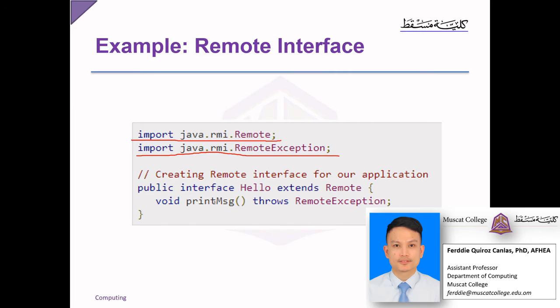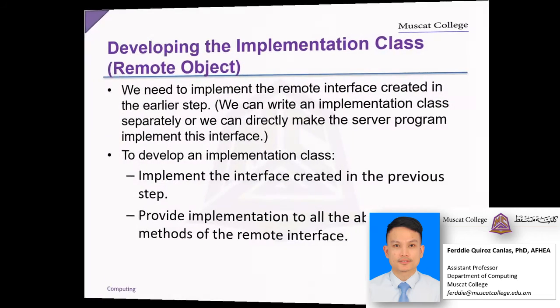Then you will see it writes in here public interface Hello extends Remote. Okay, this one. So void printMessage throws RemoteException. This is an example, okay? So this will be a remote interface for our application. Okay, this could be running on the server side.